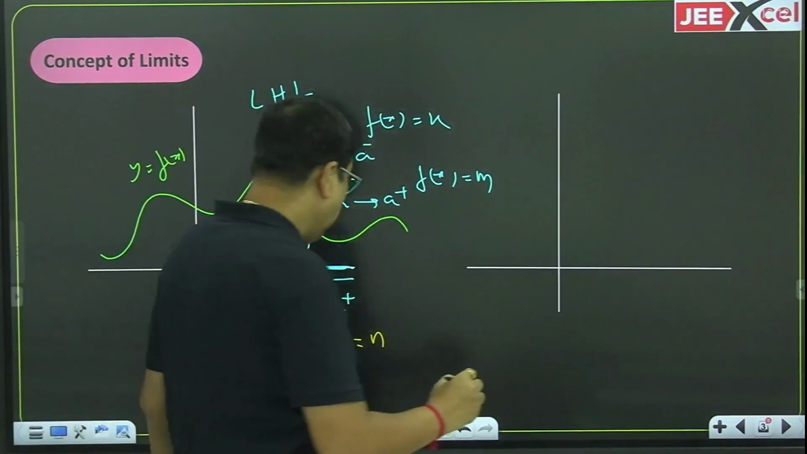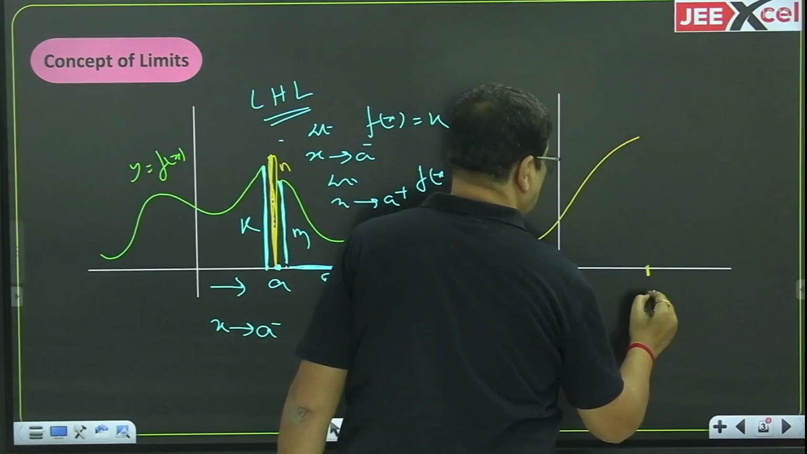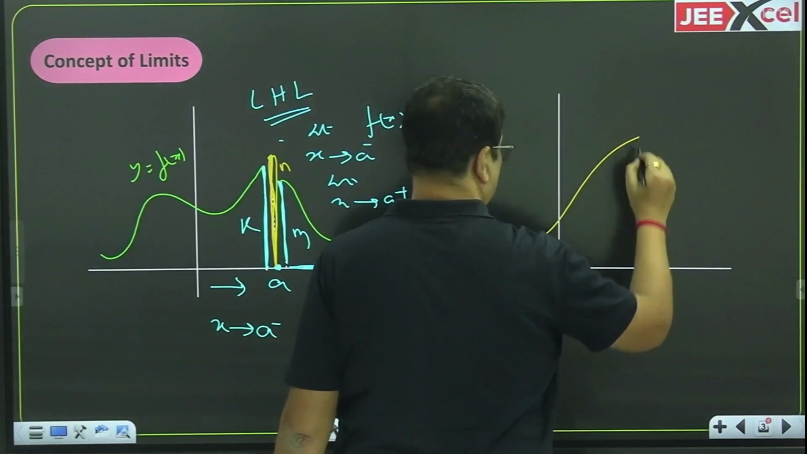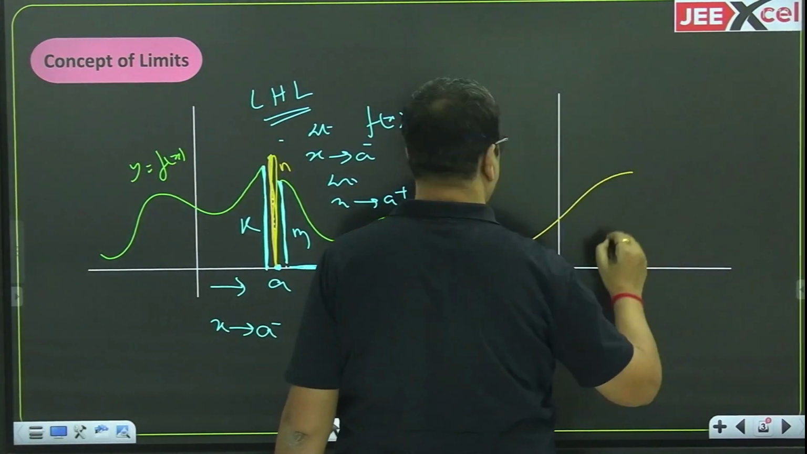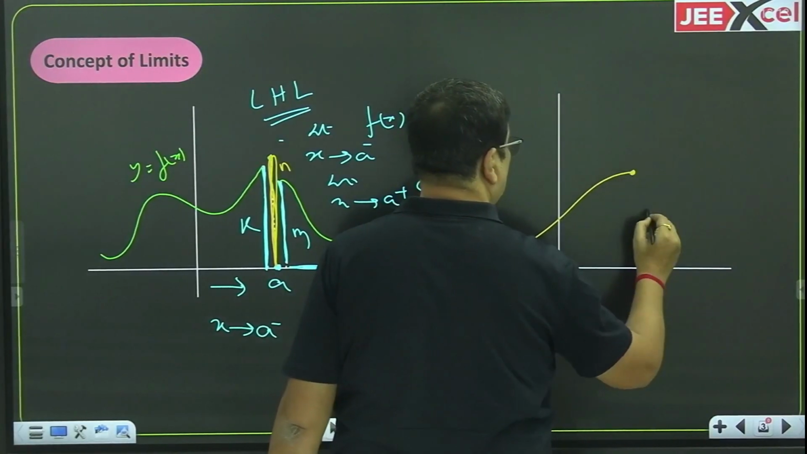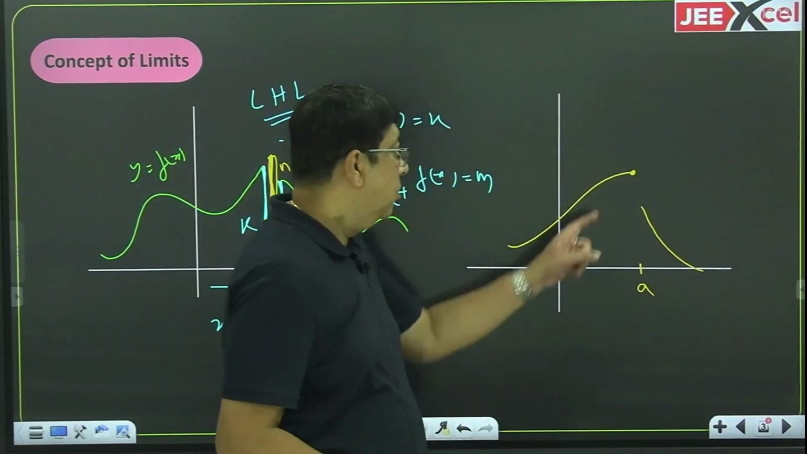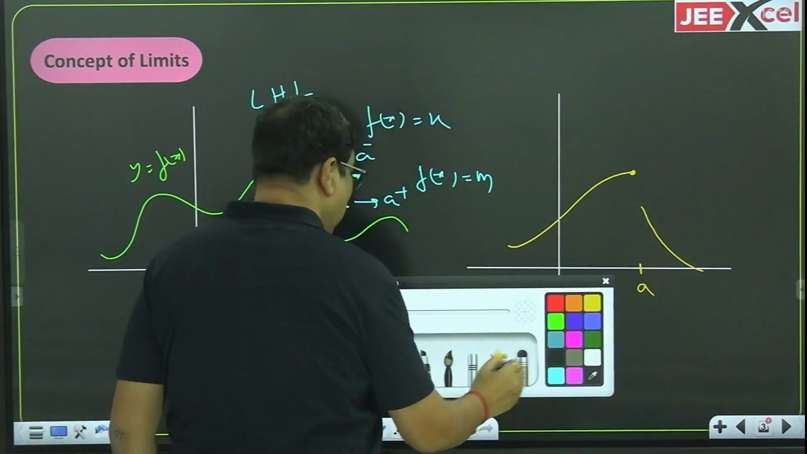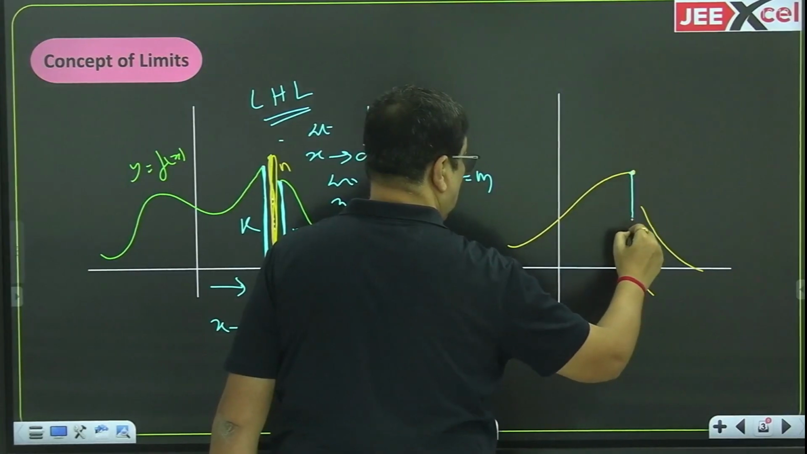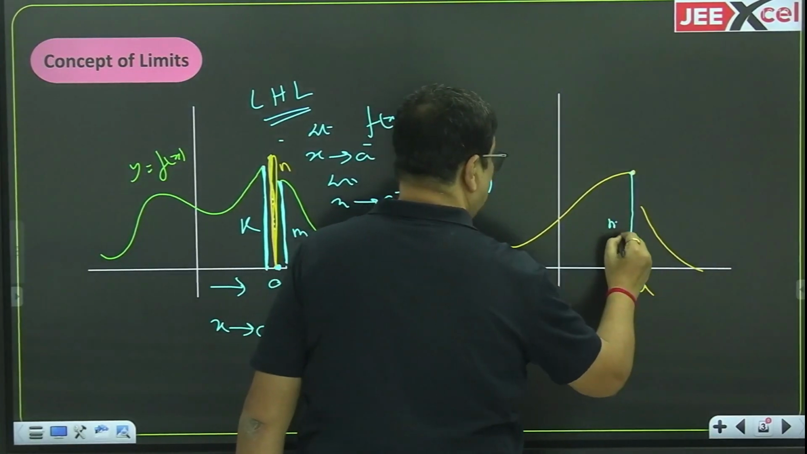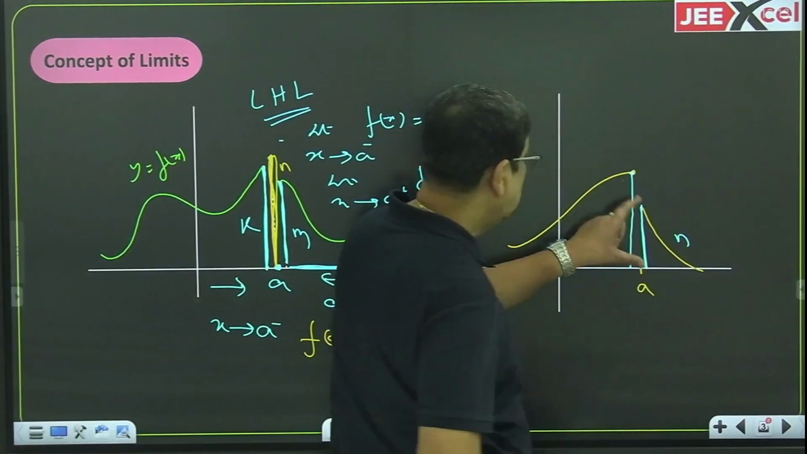Once again I am clearing one more concept. Suppose this is a function, this is at x equal to a. So if I draw like this, this is a. So this is a function. Now suppose the left hand value is m, and the right hand value is n. This height is suppose n. This is n, this is m.